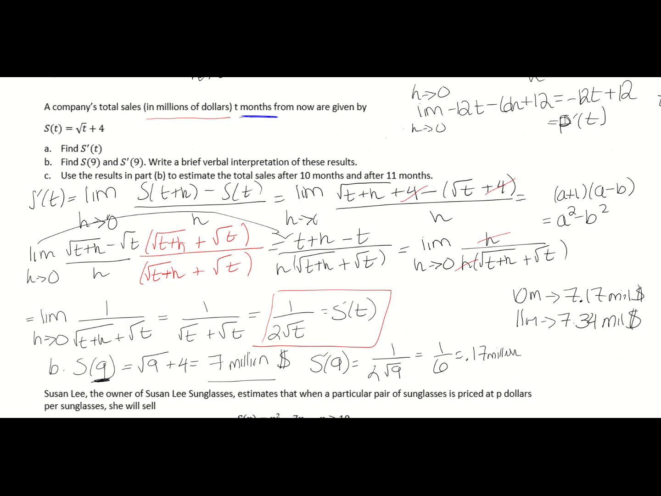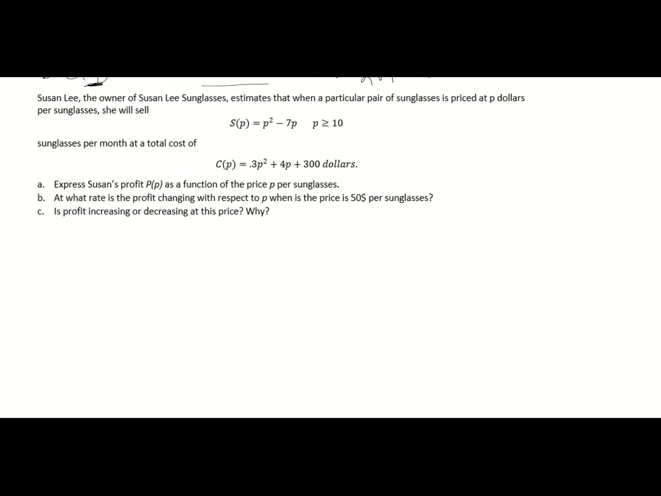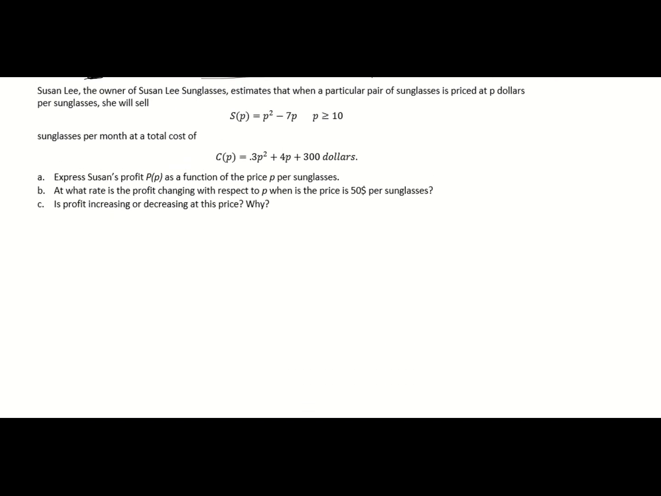Okay, let's try one more. Susan Lee, the owner of Susan Lee Sunglasses, estimates that when a particular pair of sunglasses is priced at P dollars per sunglasses, she will sell. Okay, so P right here is the price. And then it gives you the total cost per month of this. It says first, express Susan's profit as a function of the price.